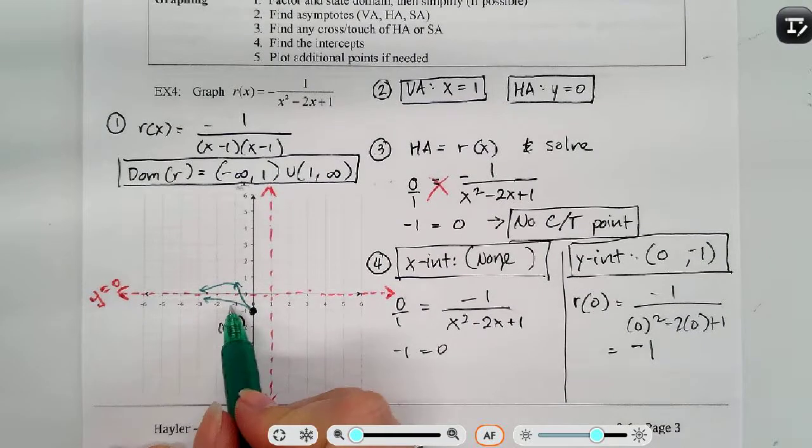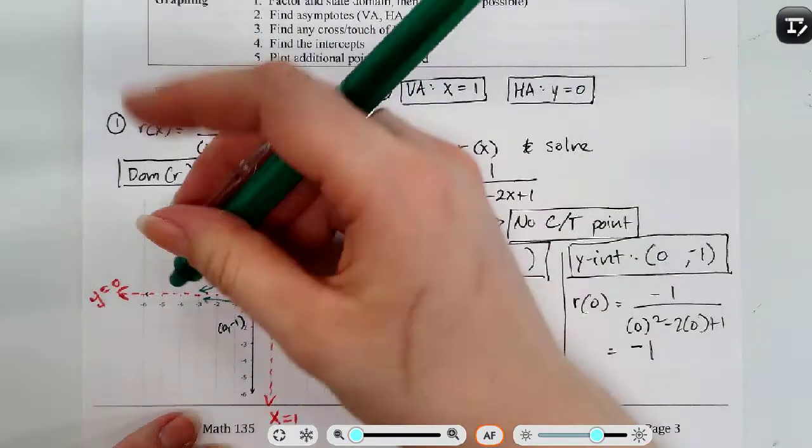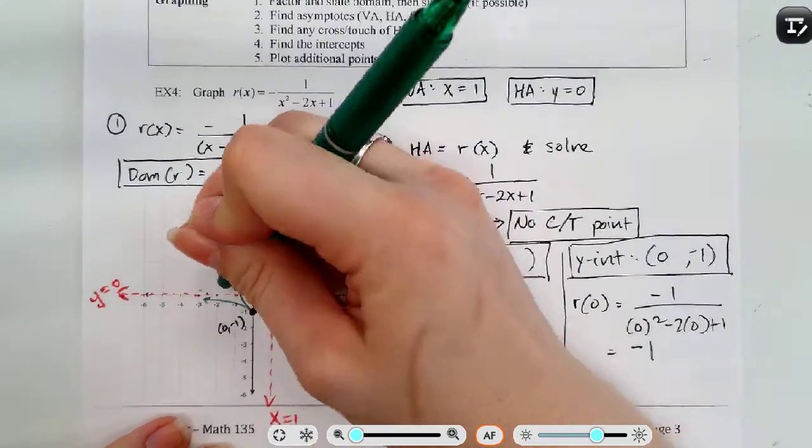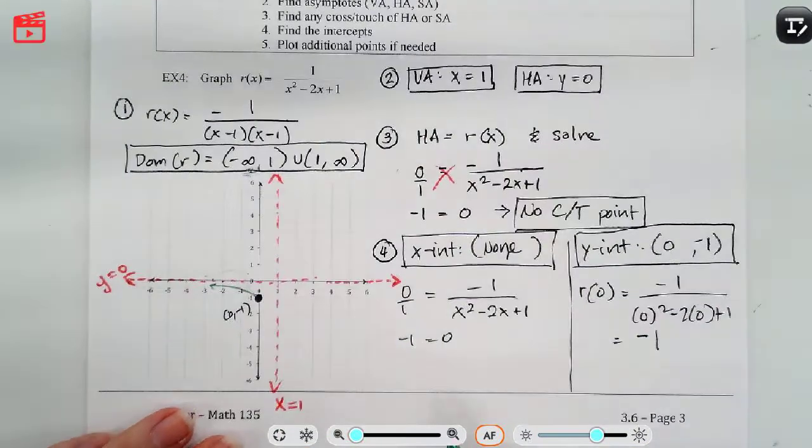Well, I know it's going to be the bottom one because I don't cross my asymptotes. Remember, we found out there's no cross touch point. So it cannot be this option, which means it's the bottom option.